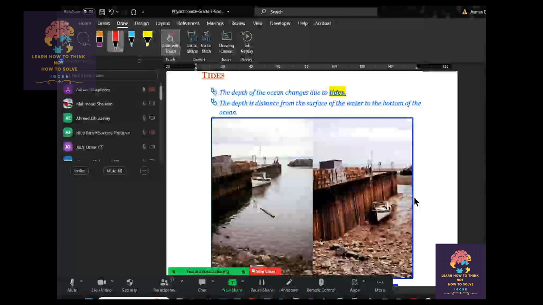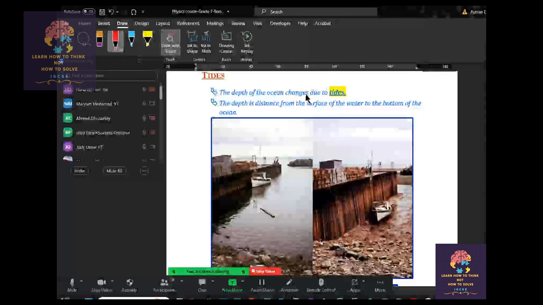Let's memorize this lesson, which is called tide. Tide mainly happens on our planet due to what? Due to the presence of the moon in space. The gravitational force of the moon, and the Sun, affects the tides. It affects the depth of what? The depth of the ocean. There are high tides and low tides.